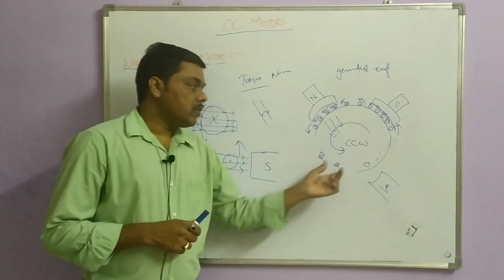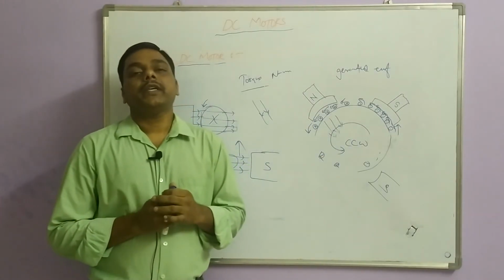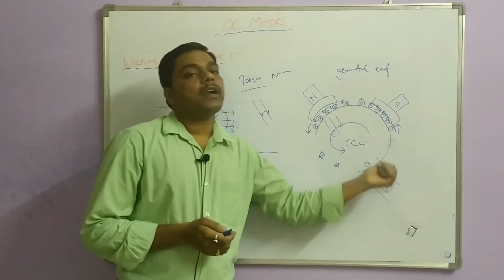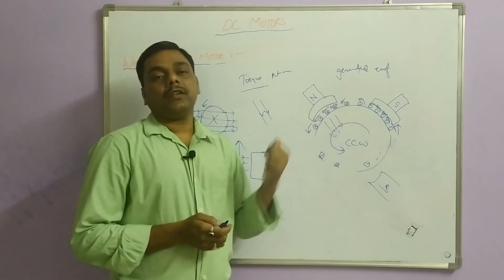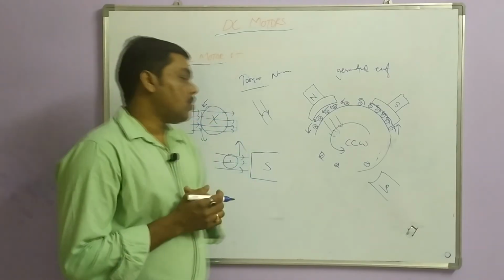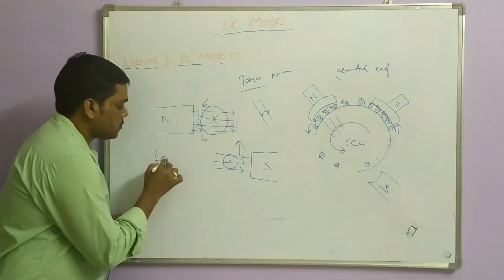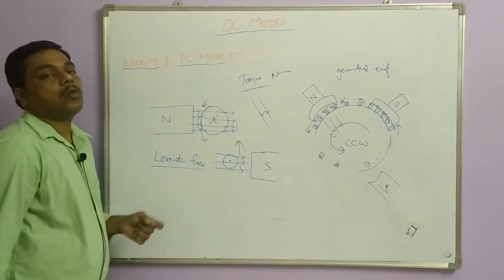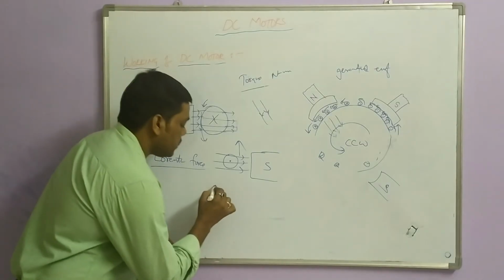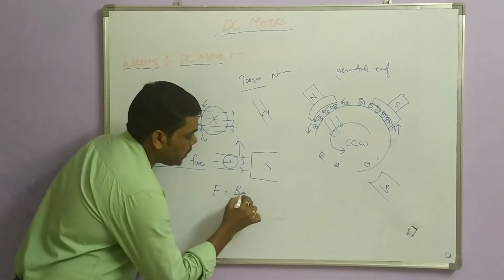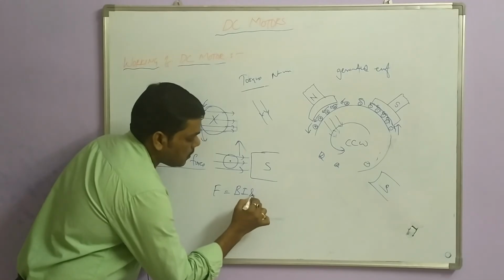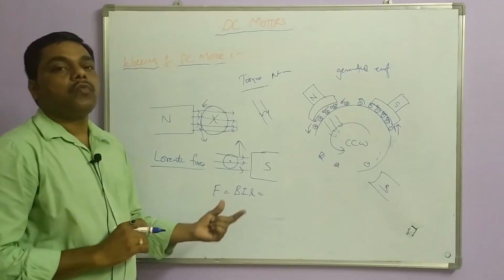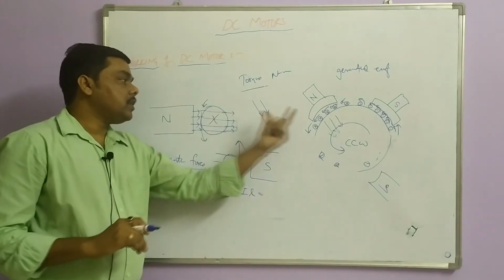Now the torque will drive the DC motor, but what is the force driving these conductors in a unidirectional way? That force is called the Lorentz force, given by F equals B into I into L. This is the force acting on each conductor.